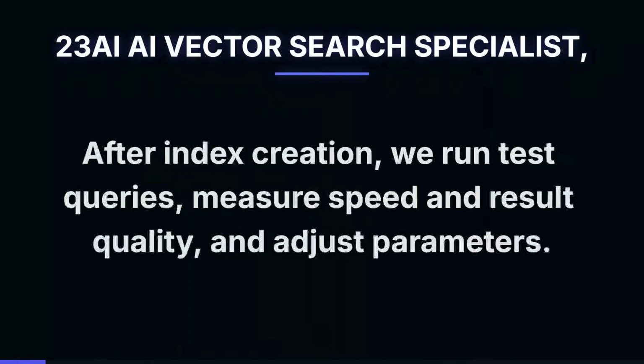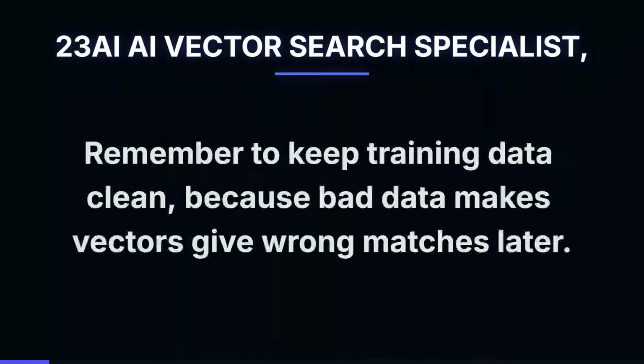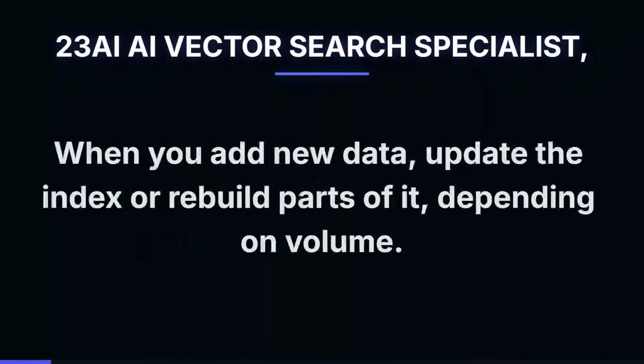After index creation, we run test queries, measure speed and result quality, and adjust parameters. We can tune index settings or change how we build vectors until results look correct. Remember to keep training data clean, because bad data makes vectors give wrong matches later. When you add new data, update the index or rebuild parts of it, depending on volume.